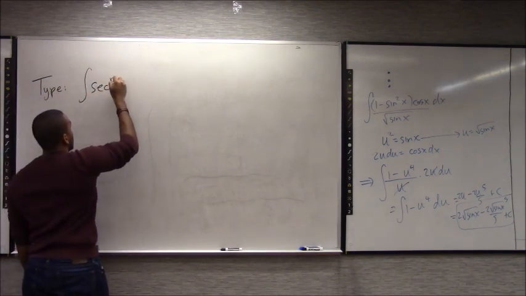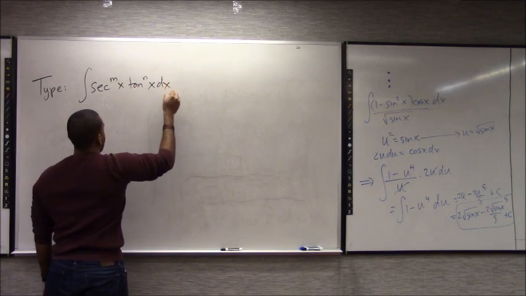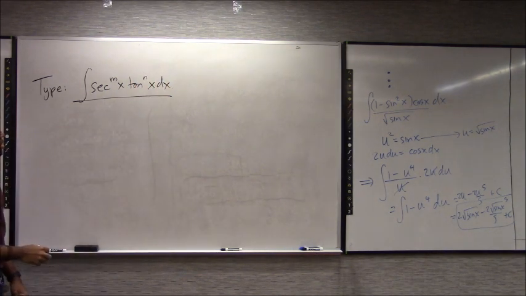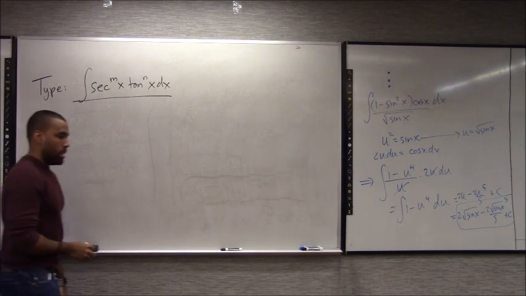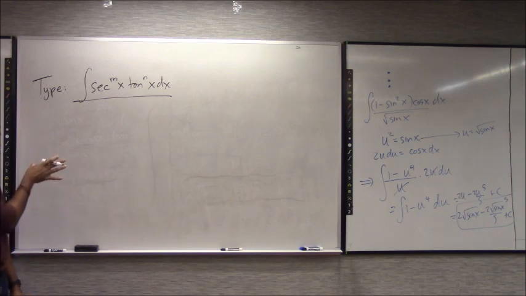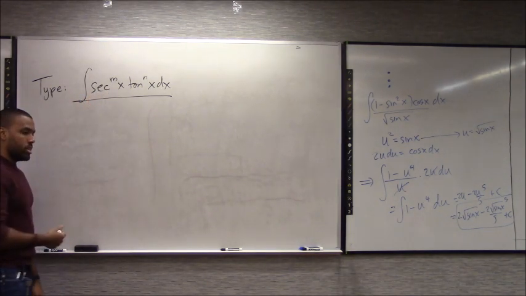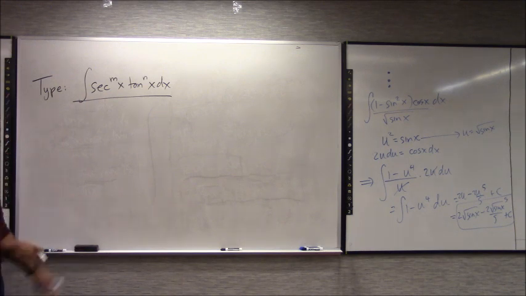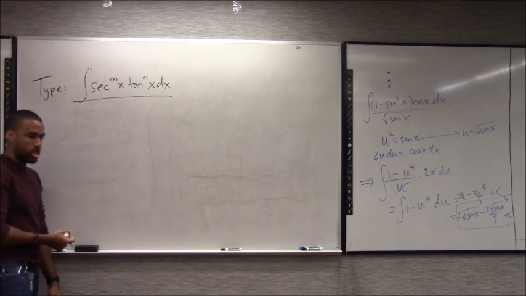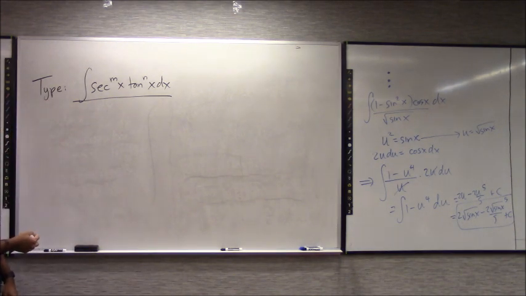Secants and tangents. And as I said, I won't ask you about cosecants and cotangents because they function, no pun intended, very similarly to the secant and tangent. If you know how to deal with secants and tangents, you'll automatically know how to deal with cosecants and cotangents. So we're only going to focus on secants and tangents.